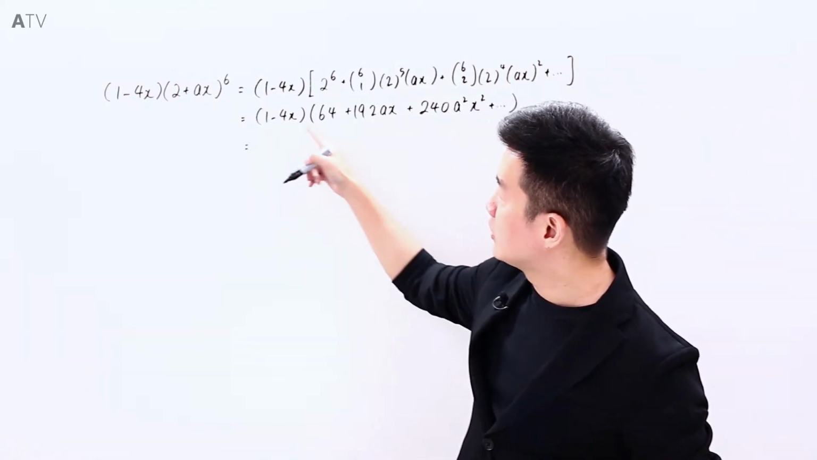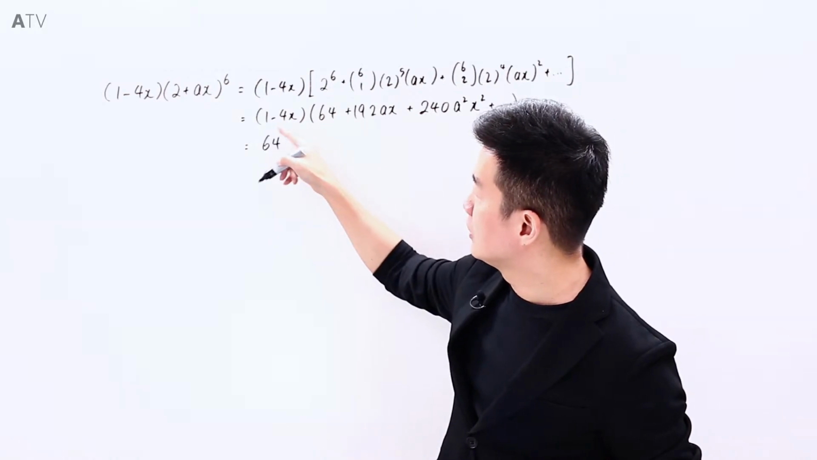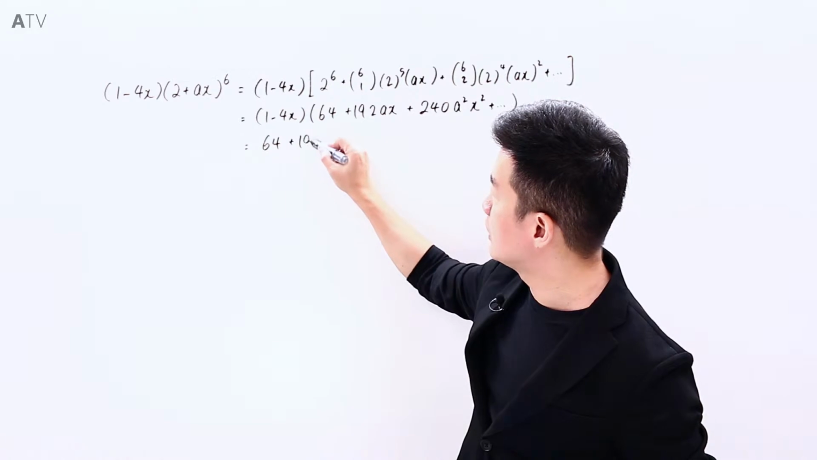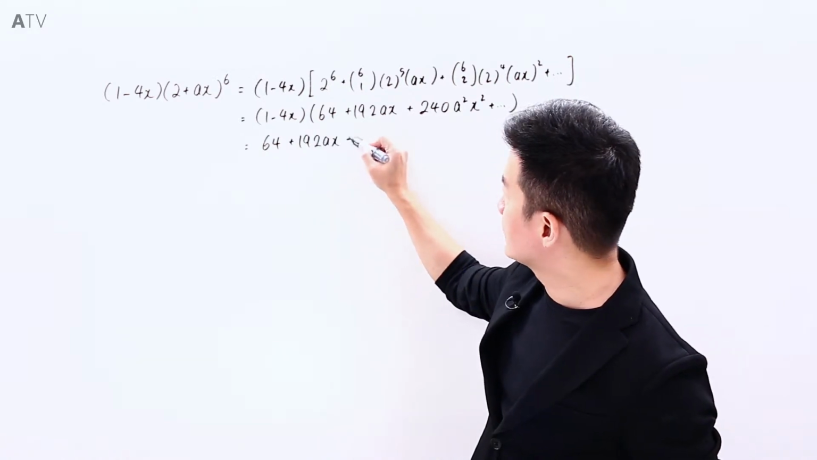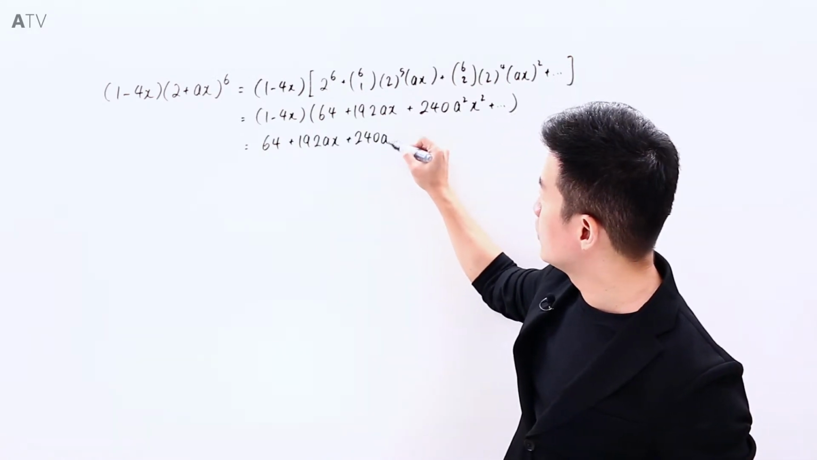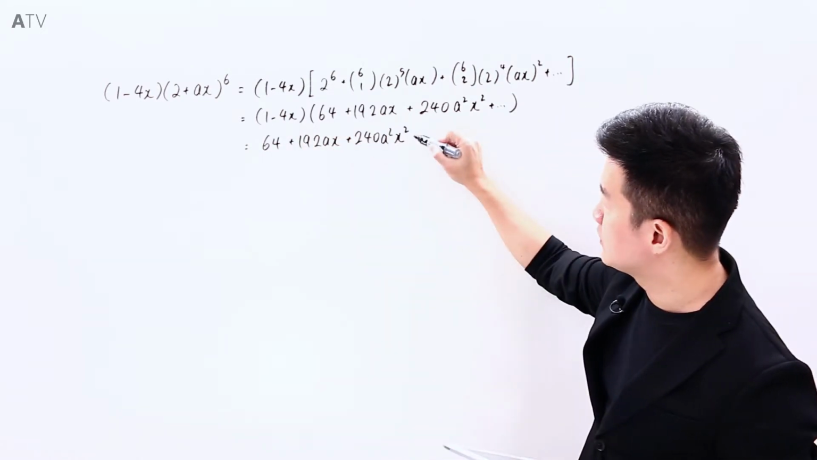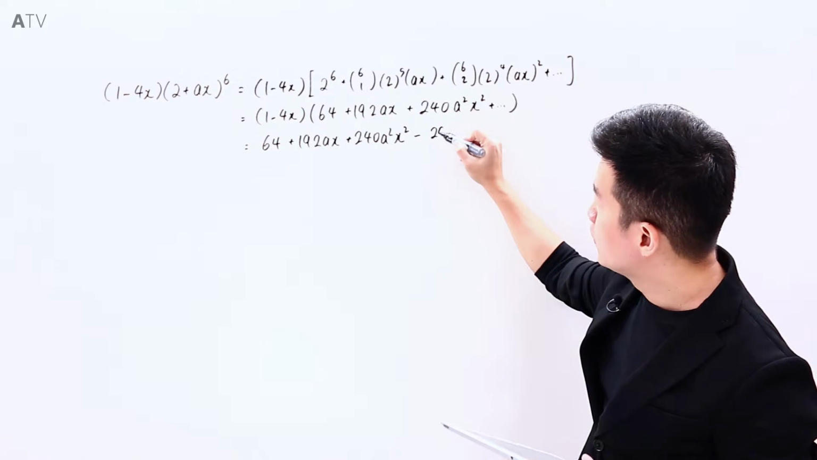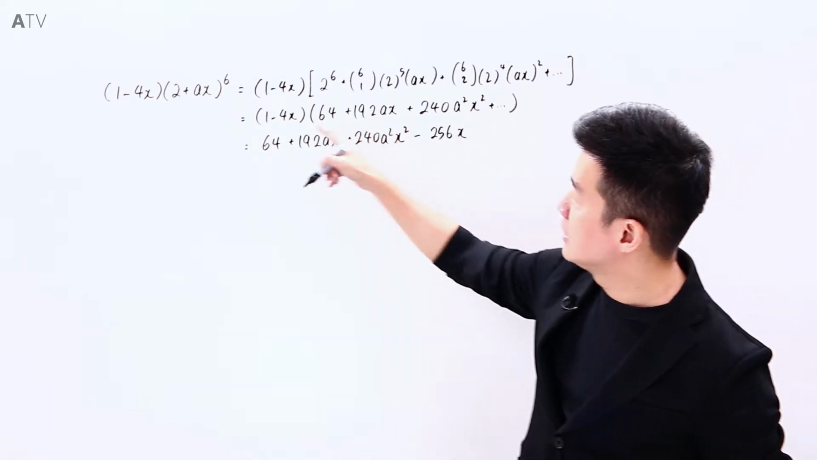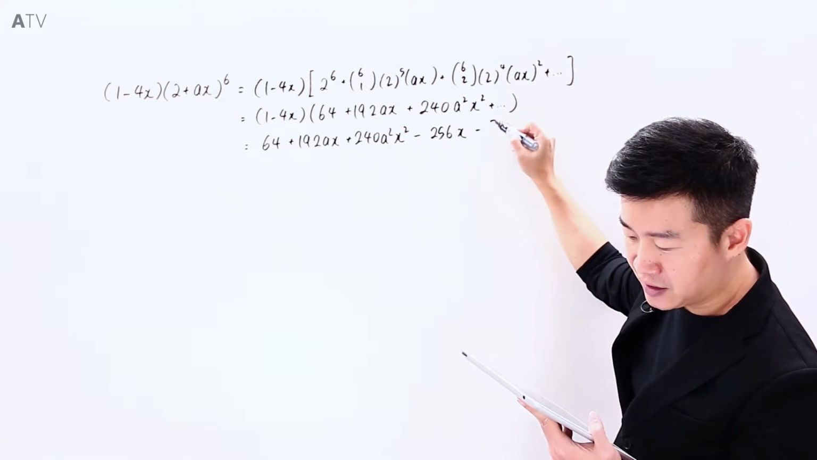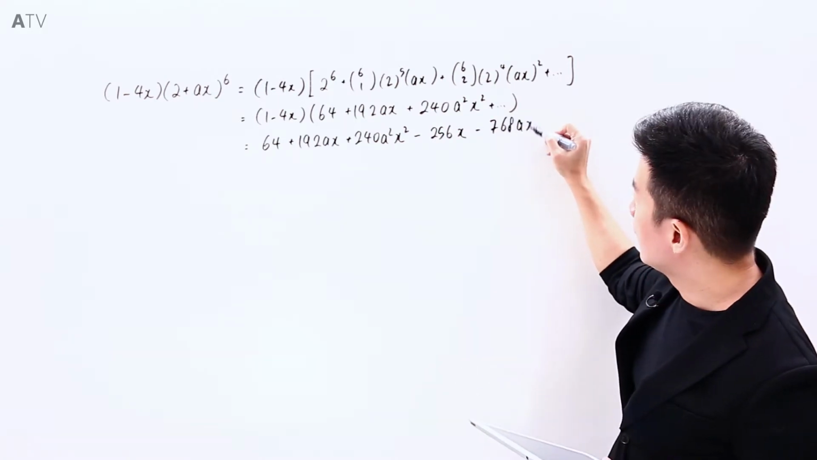So now 1 multiplied by 64, then this multiplied by this, and this multiplied by this will give me plus 192ax plus 240a squared x squared. This multiplied by this will give me a negative 256x, and this multiplied by this is going to give me a negative 768ax squared.